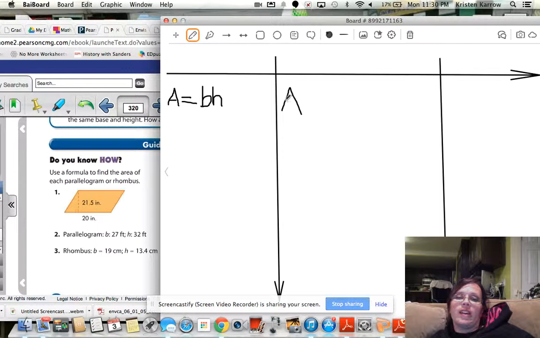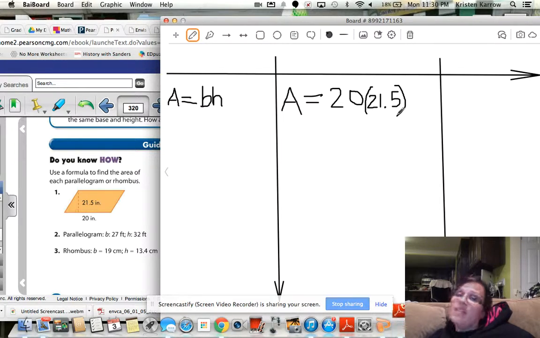So I know that the area equals, I go back to my problem over here, the base, which is 20 inches. So for the B, I'm going to put in a 20. Okay, and then it's base times height. So for the height, it tells me it's 21.5 inches. I'm going to use parentheses to separate my numbers, because I know that that still means multiplication. And I'm going to multiply 20 by 21.5.